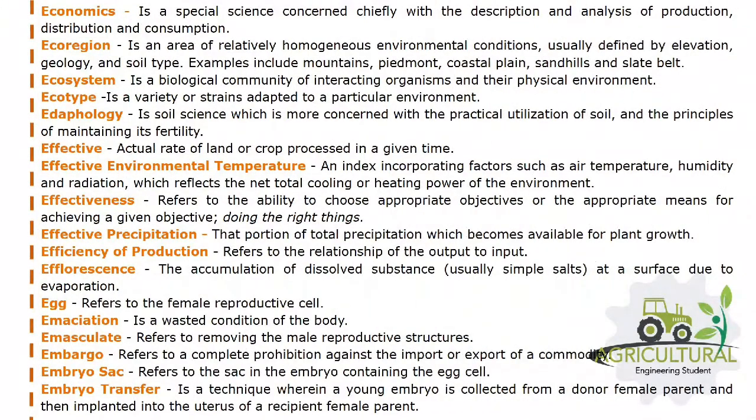Economics is a special science concerned chiefly with the description and analysis of production, distribution, and consumption. Ecoregion is an area of relatively homogeneous environmental conditions, usually defined by elevation, geology, and soil type. Examples include mountains, piedmont, coastal plain, sandhills and slate belt. Ecosystem is a biological community of interacting organisms and their physical environment. Ecotype is a variety or strain adapted to a particular environment.